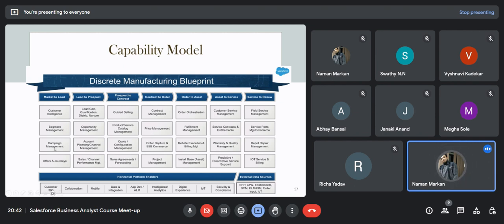We will be looking into the campaigning, like how we can build a campaign, and based on the campaign, how we can collect the leads. And we will be looking into the offers and the journey of a customer. Once it's been done, we will be looking into the lead to prospect, because the lead has now become a prospect for us. And in this particular stage, the lead generation comes in, the lead qualification comes in.